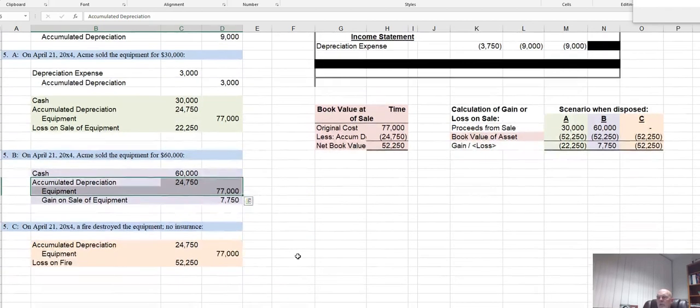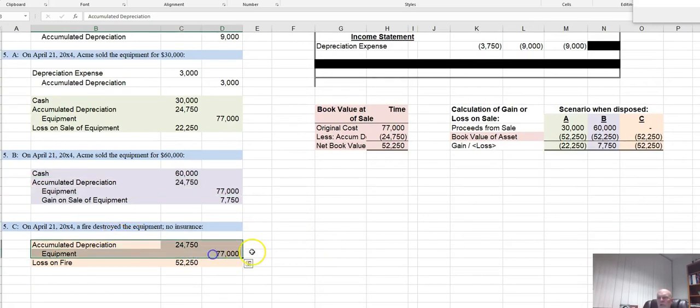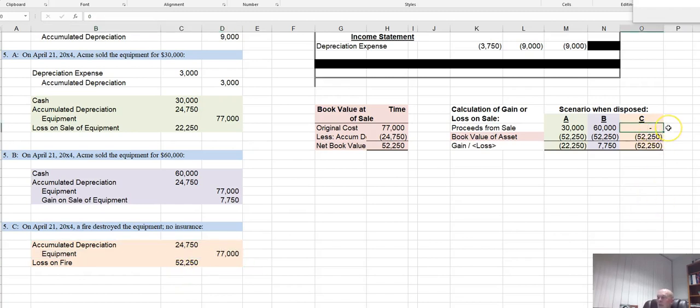In part 3, suppose we didn't sell it, a fire destroyed it, so we got nothing for it. So we're just going to take the equipment off the books, get rid of both pieces, and the book value is a loss. The entire book value represents a loss because we got nothing for it. So again, the proceeds were 0 minus the book value gives us a loss of $52,250.